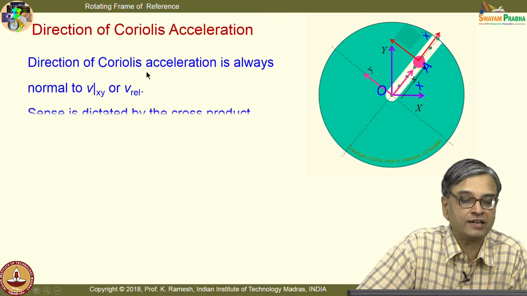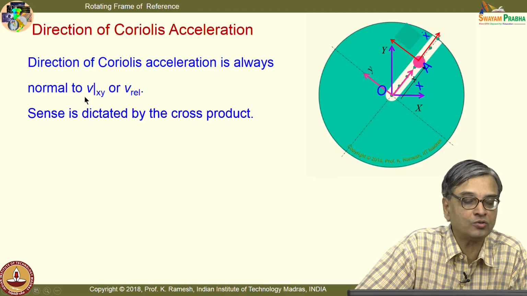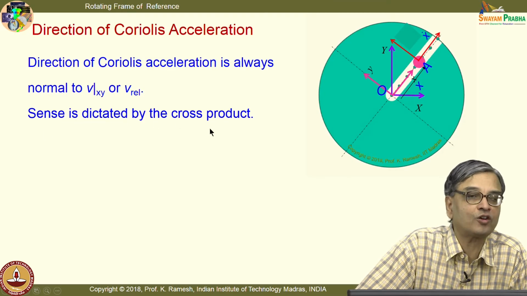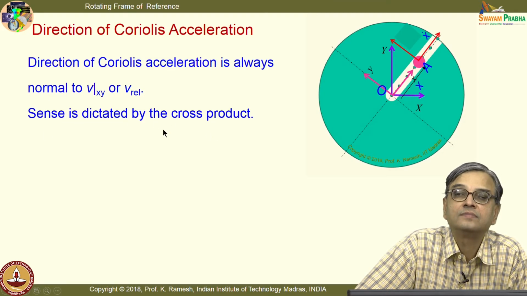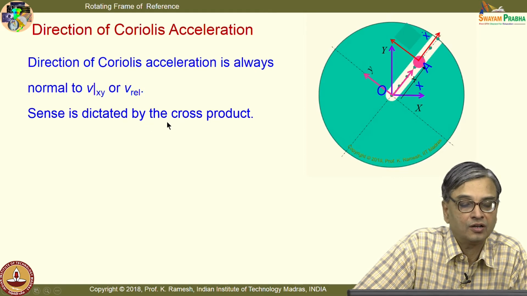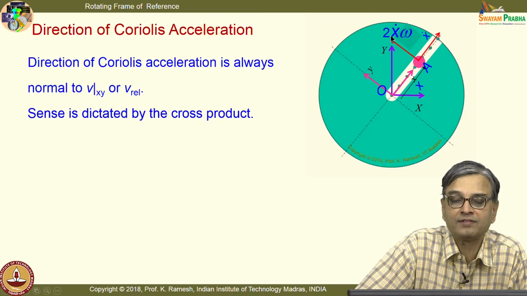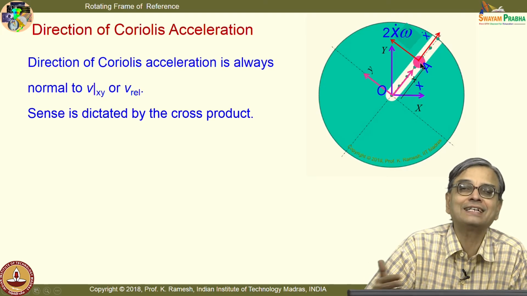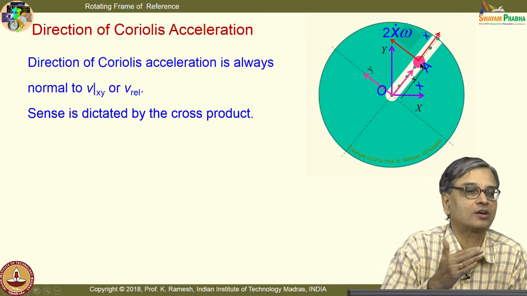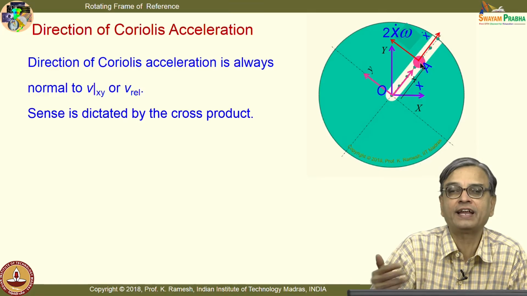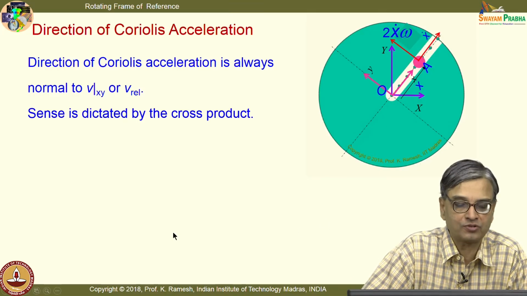and the direction of Coriolis acceleration is always normal to the VREL or Vxy. Sense is dictated by the cross product. Normal is fine, but sense is dictated by the cross product. So, in this problem I have this as 2 x dot omega perpendicular to the slot. You should recognize that this is perpendicular to the slot. A similar story you will find in other problems also.